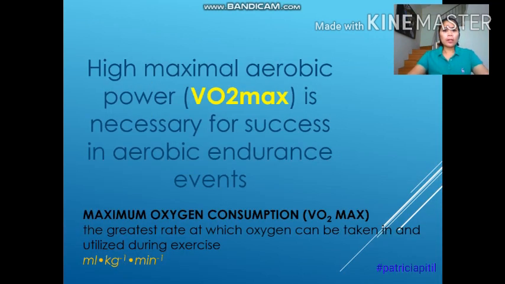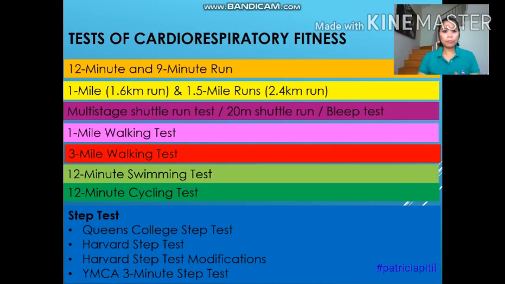So when it's all about cardiovascular endurance, it is VO2 max. VO2 max is the greatest rate at which oxygen can be taken in and utilized during exercise. The higher the VO2 max of that individual, the more highly fit, because you can utilize the oxygen effectively for the production of energy while performing a prolonged exercise. So those who are highly fit, marathoners, Ironman, and long distance runners, should have a high VO2 max. This is a test of cardiorespiratory fitness. The same term we can apply here.